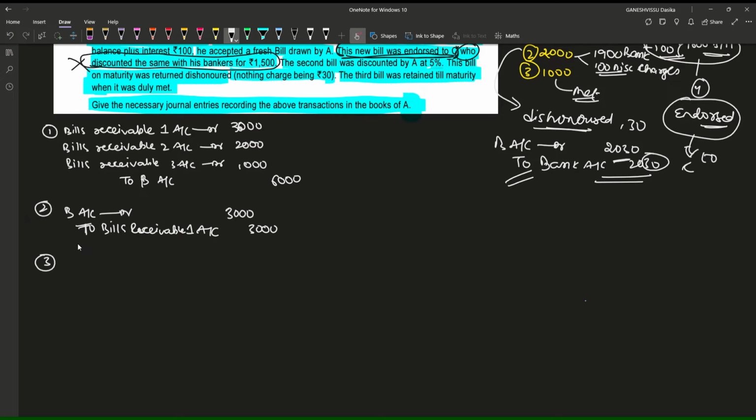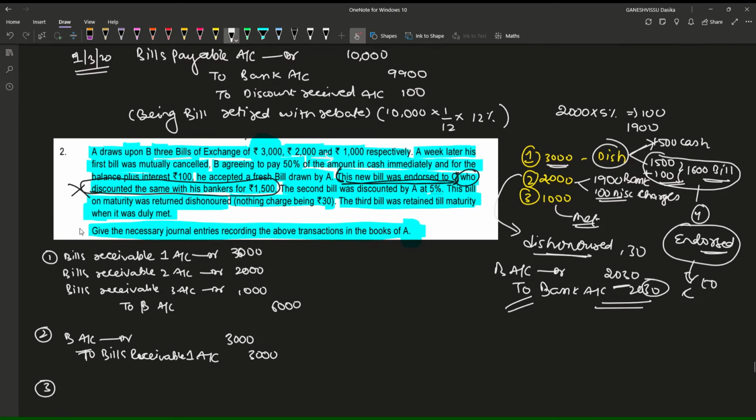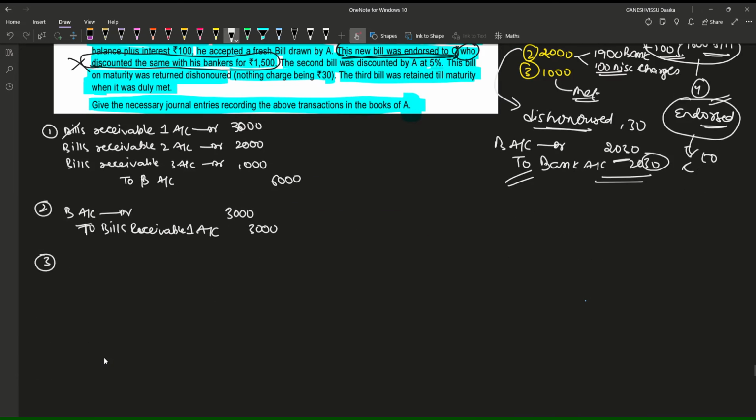Bills receivable 1 account, because we need to cancel this bills receivable 1 and we need to draw this fourth bill also. That is what we need to see here. B account debtor to bills receivable 1 account. Now what happened? We are going to receive the cash. Bank account debtor to B account.